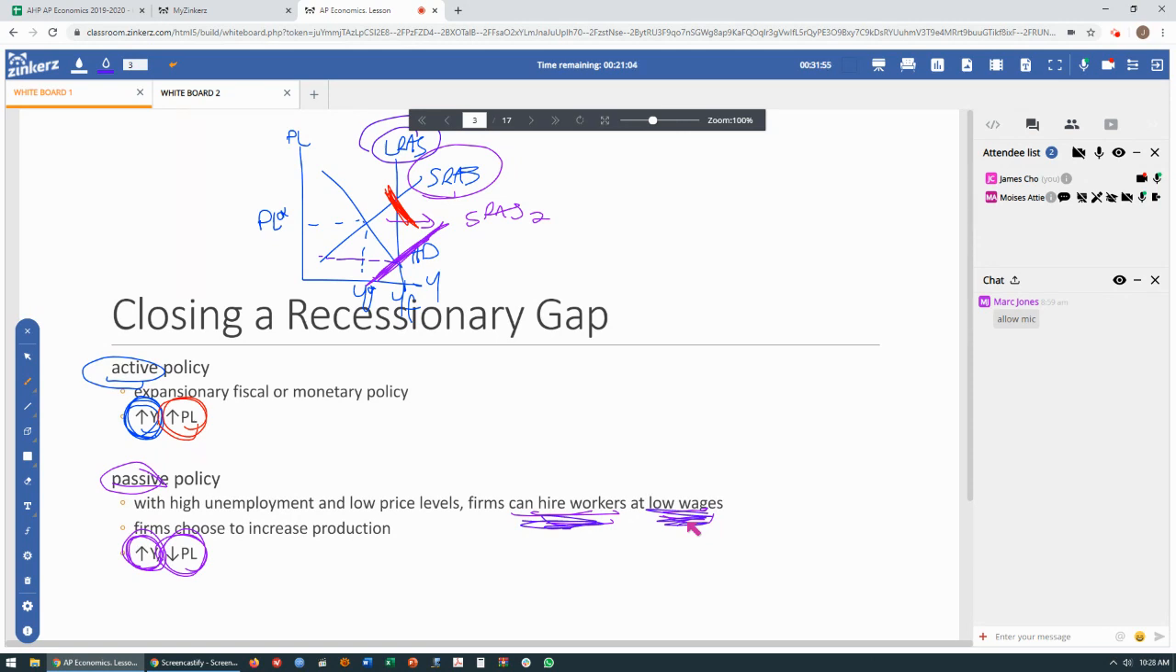So it looks like maybe those classical economists have a point. Maybe we should just leave it alone. Maybe we should do passive policy, because the fiscal or the monetary policy will close the recessionary gap, but it's going to cause inflation. So tell me why you don't think passive policy is a good idea.